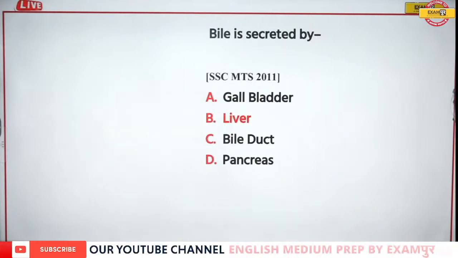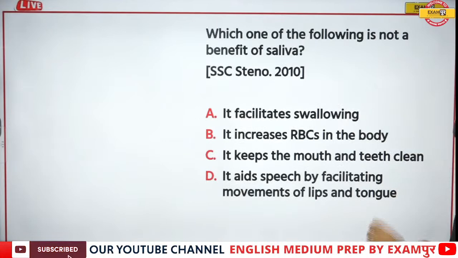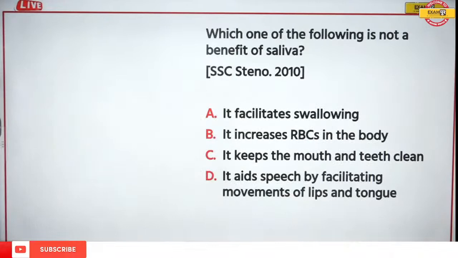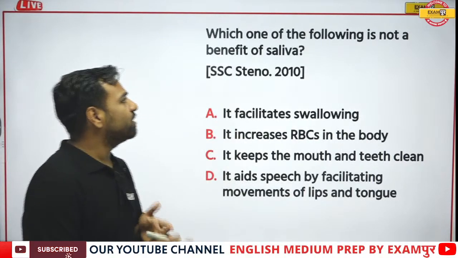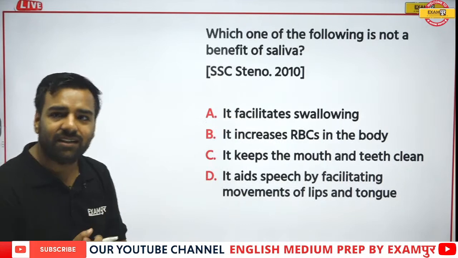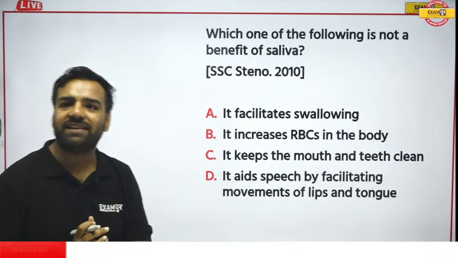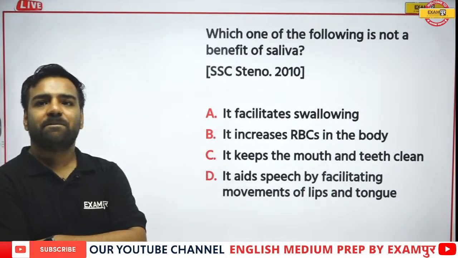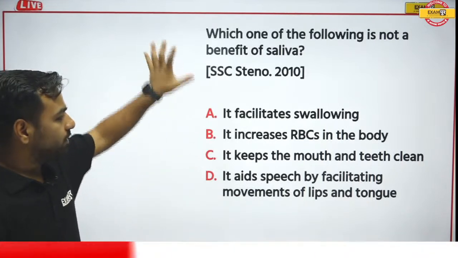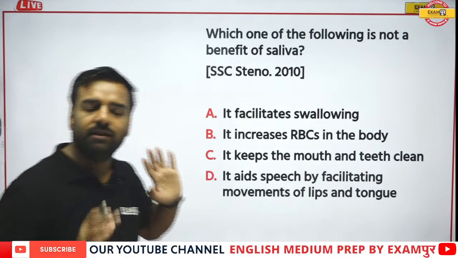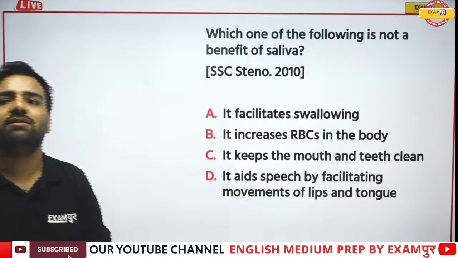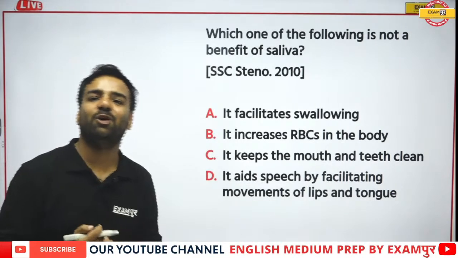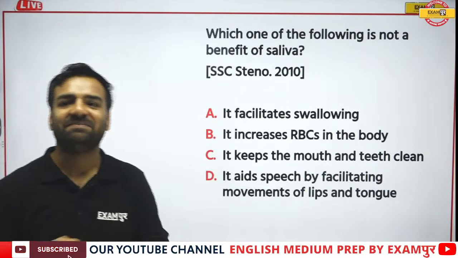Moving forward. The next question is, which one of the following is not a benefit of saliva? Just have a look. I'm talking about the Steno question 2010. Now, liver secretes, gallbladder stores. That's true. Now, please give this answer in the proper manner. Just have a look at all the options. This time I'm not going to explain because I've already explained. I want to see how many of you are listening in the proper manner.